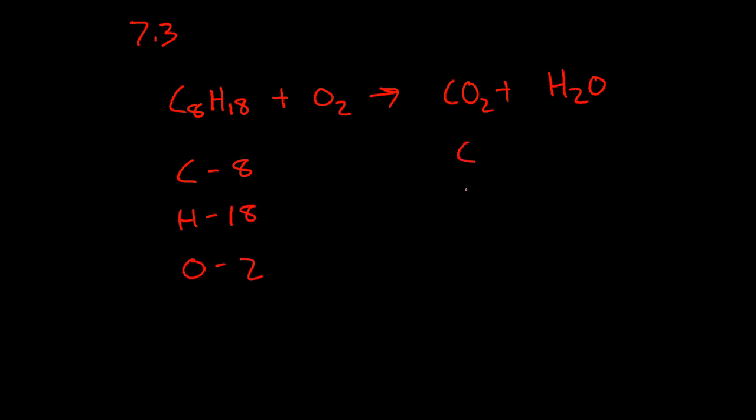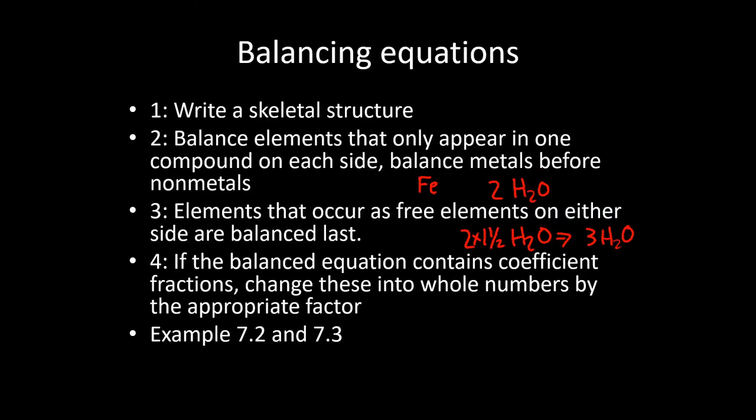So we have carbon, hydrogen, and oxygen. And our starting point here, if I can count correctly, we have 8 carbons, 18 hydrogens, and 2 oxygens on the left. We have 1 carbon, 2 hydrogens, and 3 oxygens on the right. So that is our starting numbers. So go ahead and use those rules to try and balance this equation. So pause the video now and give that a try.